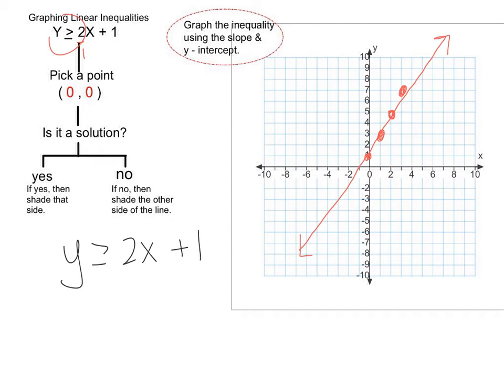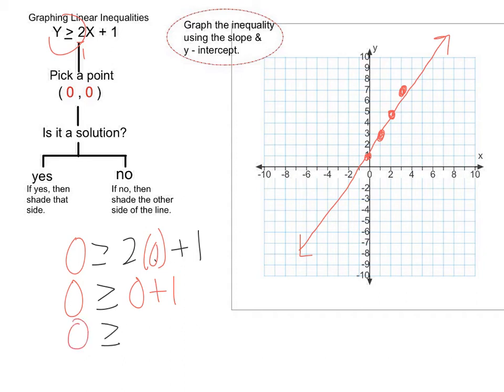And then we're simply going to eliminate the x and the y. We're going to erase those, and go back and plug in 0 where the x and the y just were. Now let's solve. 0 is greater than or equal to 2 times 0, which is 0. Now let's continue solving. 0 is greater than or equal to 1. Is that true? Is 0 greater than or equal to 1? No, 0 is not greater than 1.